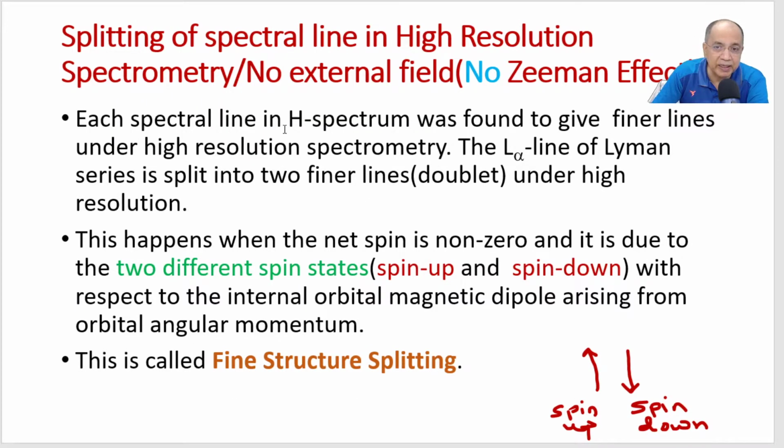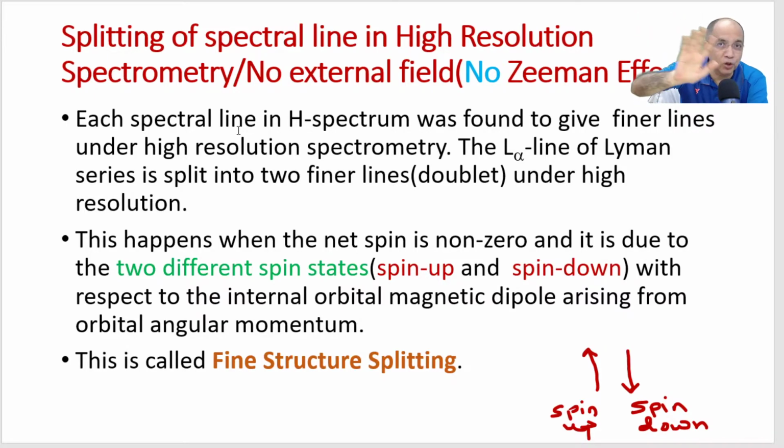Each spectral line: there is no Zeeman effect, but still there is splitting. Let me first introduce that. I think you remember, while you studied the demerits of Bohr's theory, one of the demerits was that under high resolution spectrometry, each line was found to split into a doublet. It's not really a doublet every time. Again, it will be split into a few finer lines. In some cases it is a doublet. So that is what we are studying.